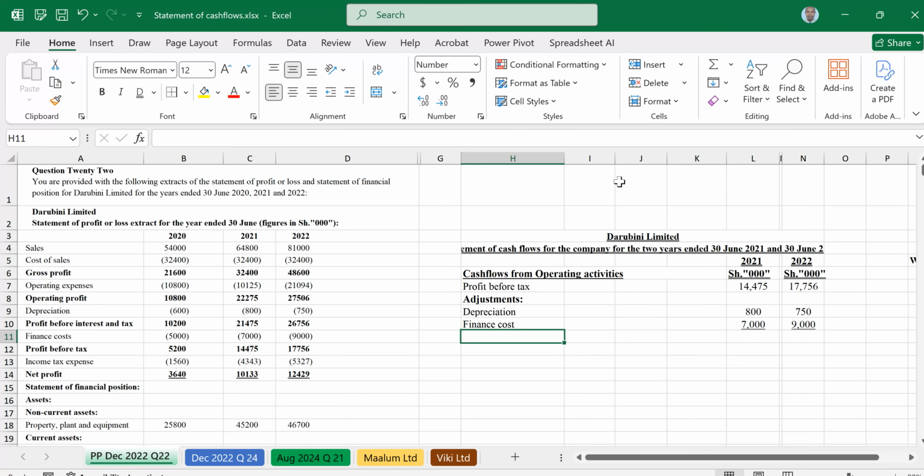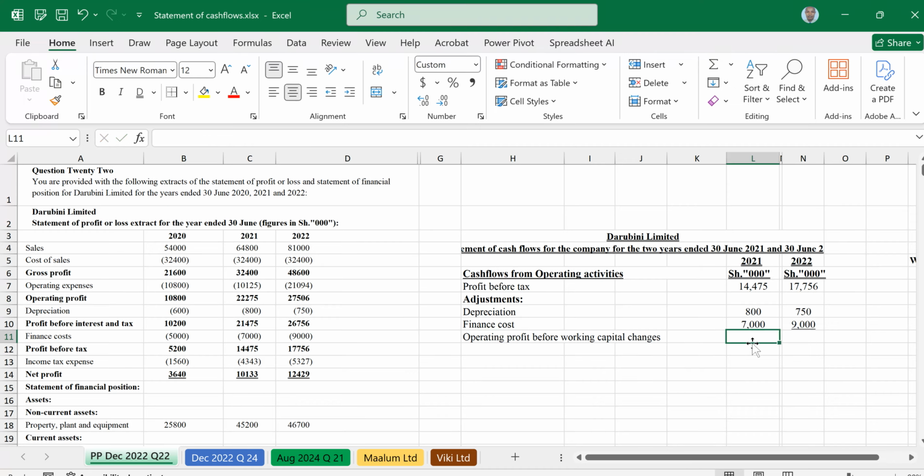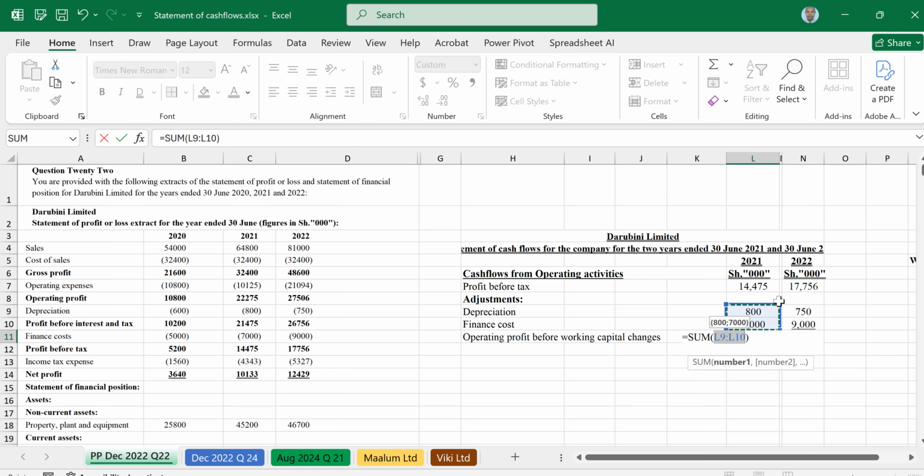Operating profit before working capital changes, unless there's something else, none. Operating profit before working capital changes.